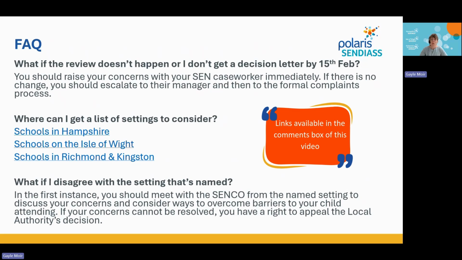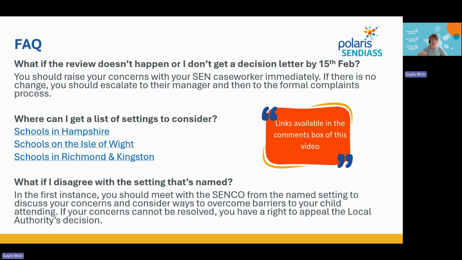And then what to do if you disagree with the setting that's named. Very similarly to my comments on the earlier slide, in the first instance, we would always say meet with the setting that's been named and discuss with them whether they think they can meet need, because they may be able to alleviate your concerns. And if they can't, they should be able to help you frame your reasons for feeling that the setting isn't appropriate, and should be able to pinpoint things within the education, health and care plan that they don't think they're going to be able to do that show that that setting isn't appropriate.